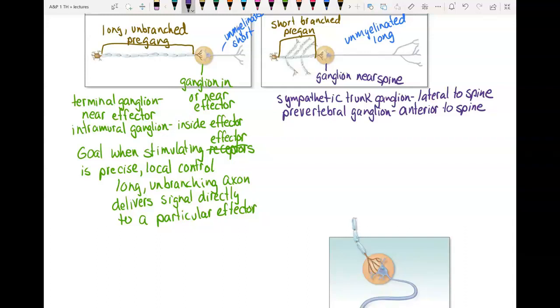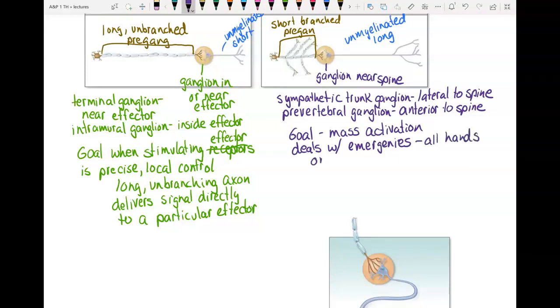Parasympathetic is just the opposite. I'm sorry, sympathetic. The goal of sympathetic is mass activation. Sympathetic is what deals with emergencies. And when you have an emergency, you have kind of an all hands on deck situation. You want a huge response. You want all the effectors responding, and you want a full out response.